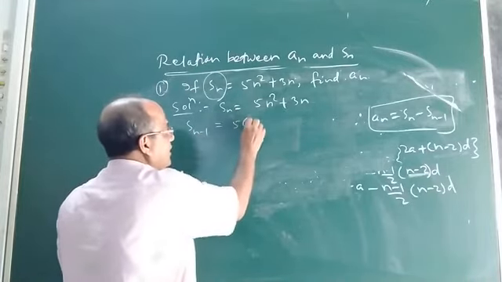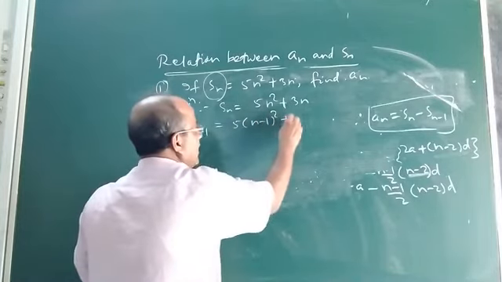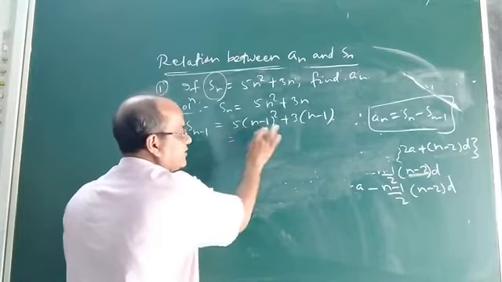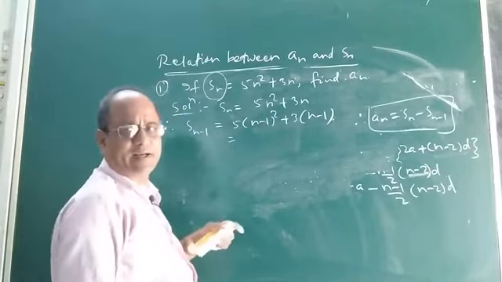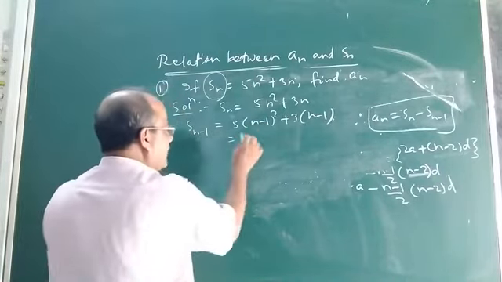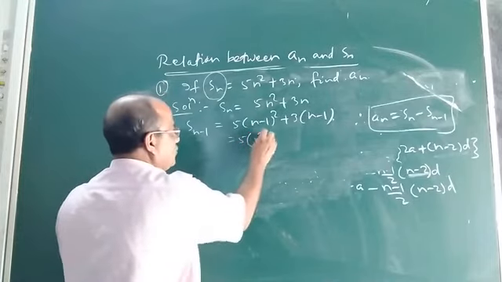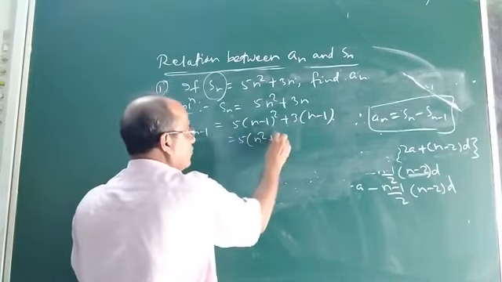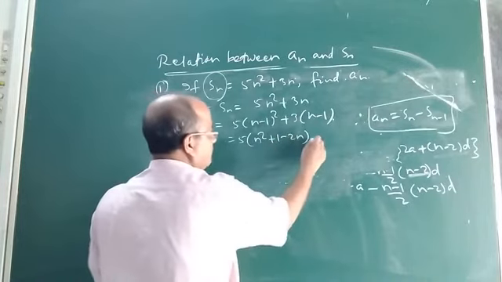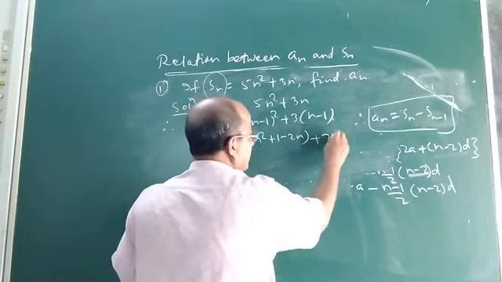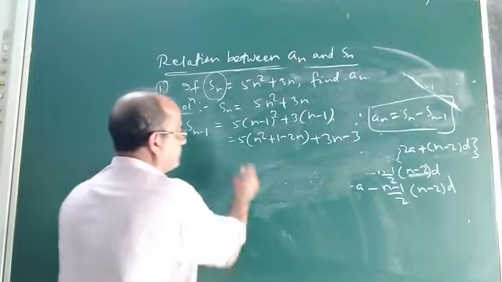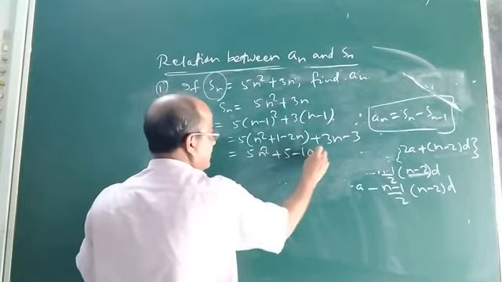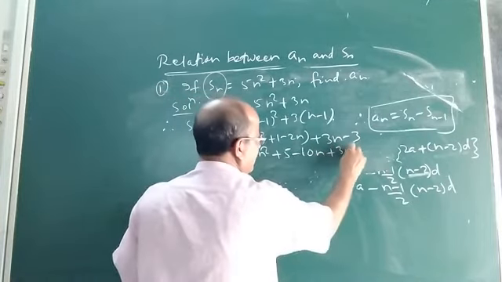So it is 5 into n minus 1 whole square plus 3 into n minus 1. Now you know this is in the form of a minus b whole square, the identity. You know what is the identity? So apply the formula: 5 into n square plus 1 minus 2n, plus 3 into n minus 1, that is 3n minus 3. Now multiply: 5n square plus 5 minus 10n plus 3n minus 3.